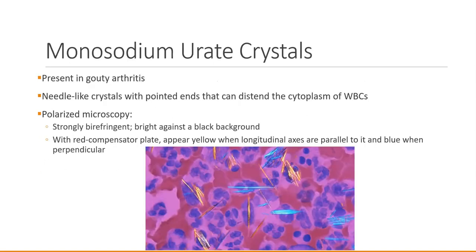I want you to know that monosodium urate crystals are present in gouty arthritis. They look like needle-like crystals with pointed ends that can distend the cytoplasm of white blood cells. In polarized microscopy, they're strongly birefringent, bright against a black background. With a red compensator plate, they appear yellow when longitudinal axes are parallel to it, and blue when perpendicular.